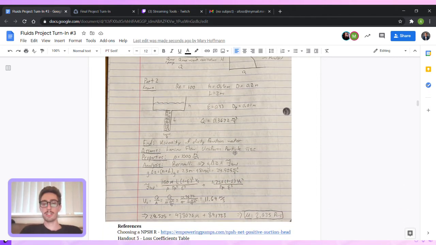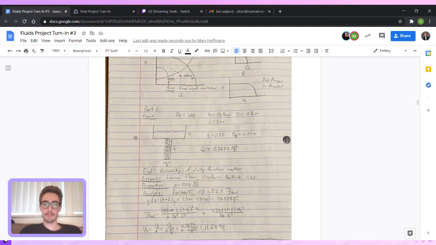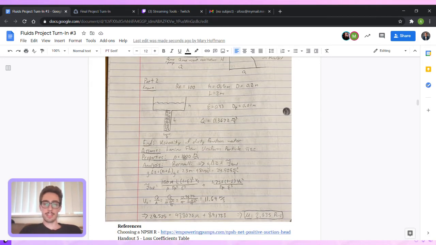So for part two of this problem, we're trying to find the viscosity of the dirty fountain water, which is being filtered out of this system. To do this, we're going to assume laminar flow and uniform particle size.